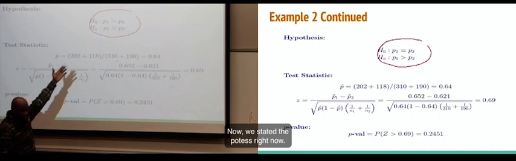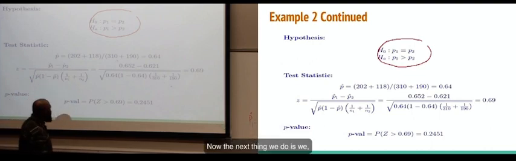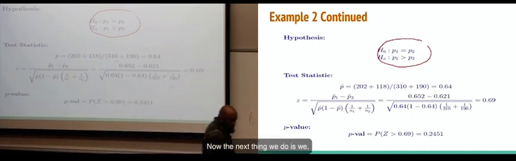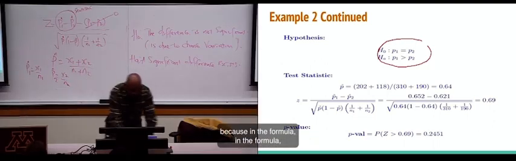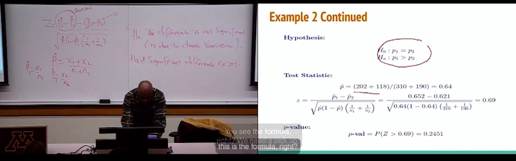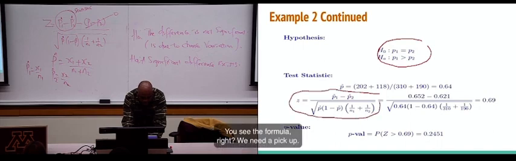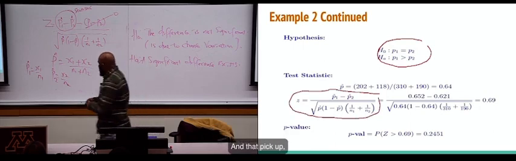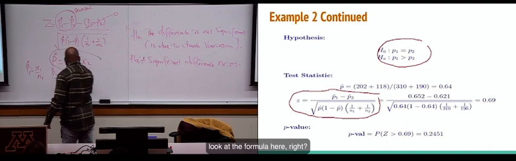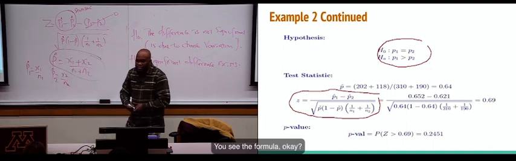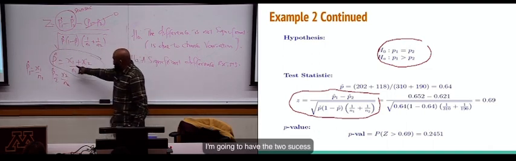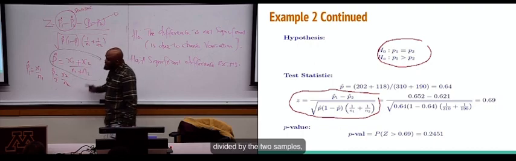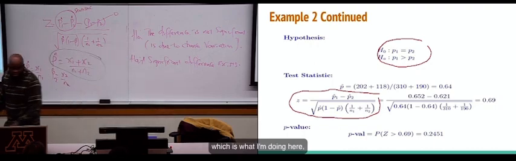Now we've stated the hypothesis. The next thing we need, because in the formula, this is the formula, right? You see the formula, right? We need a p-cap, the pooled proportion. Look at the formula here. I'm going to have the 2 successes divided by the 2 samples, which is what I'm doing here.